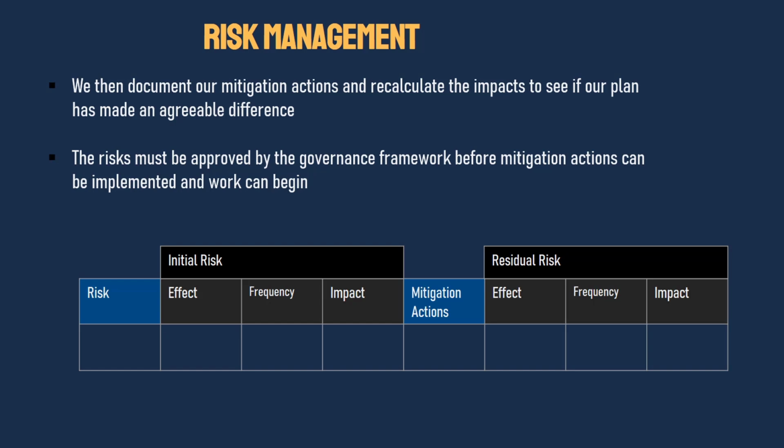Here is how you do it. Take a page and split it in half. On the left side, talk about your initial risk. Write down the current risks that you have, the effect, frequency, and impact of those risks. And on the second half of the page, write down any mitigation actions you can think of. You will also document the effect, frequency, and impact of the residual risk, or what's left.